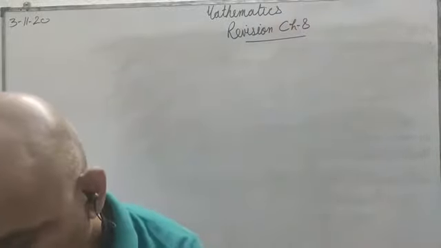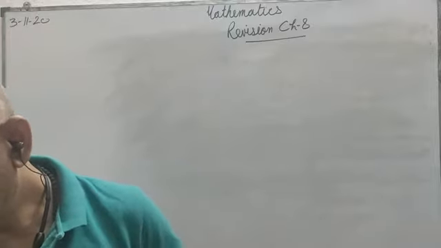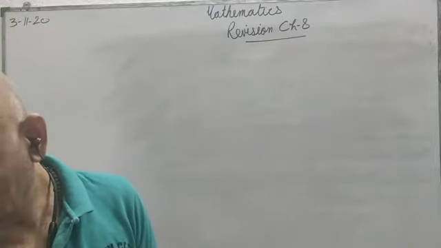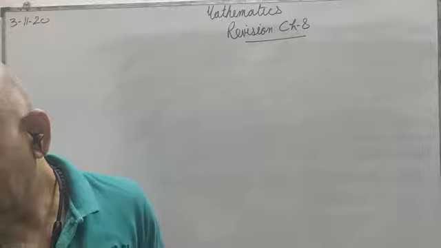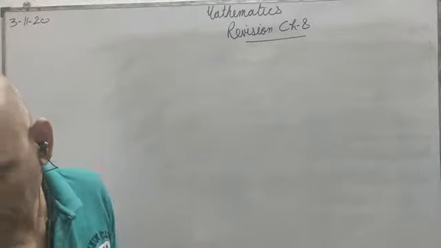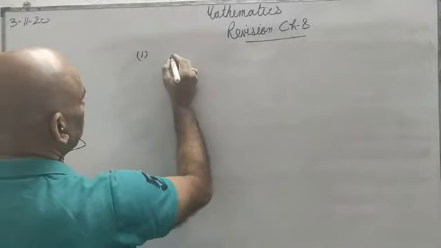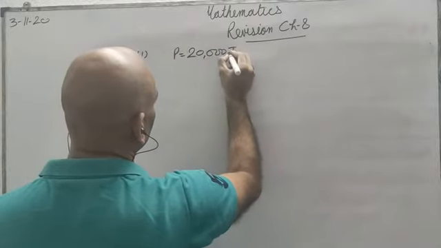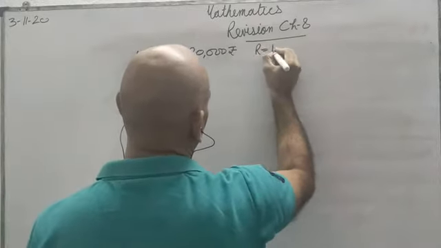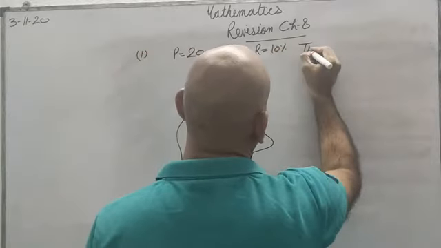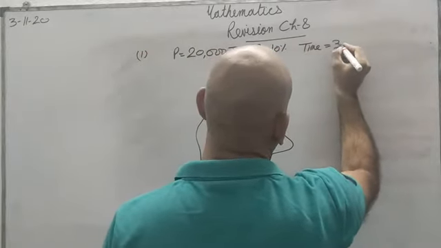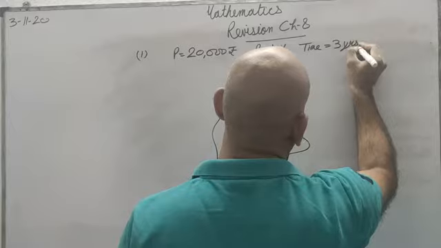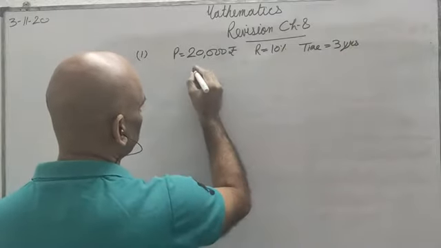So, what was the first question? Find the compound interest on 20,000 rupees at the rate of 10% per annum for 3 years compounded annually. The principal was 20,000 rupees, rate was 10%, time was 3 years, compounded annually. Compound interest is to be calculated.